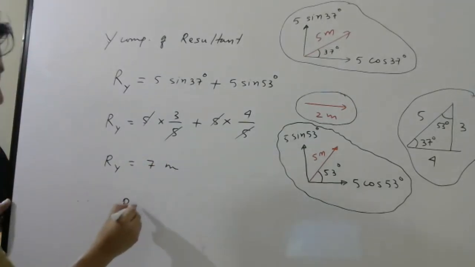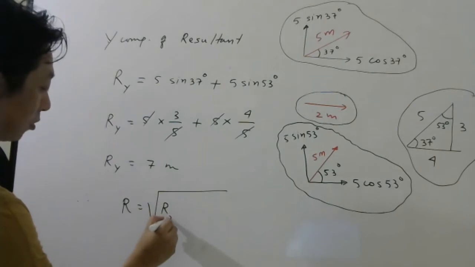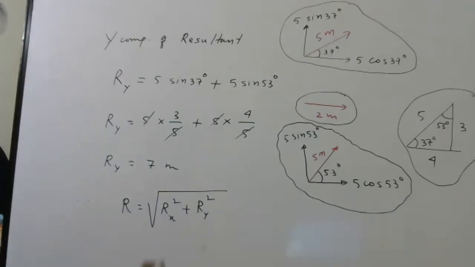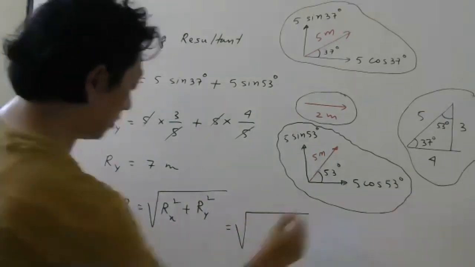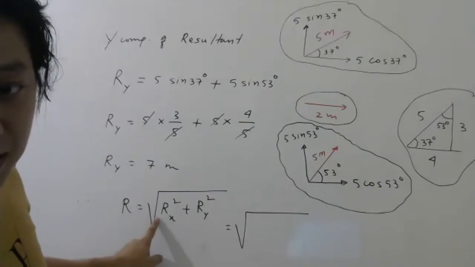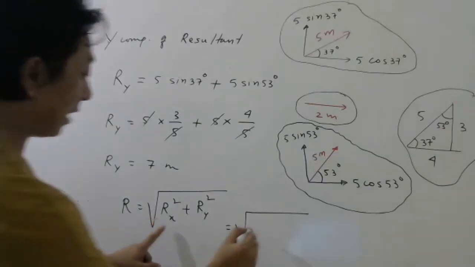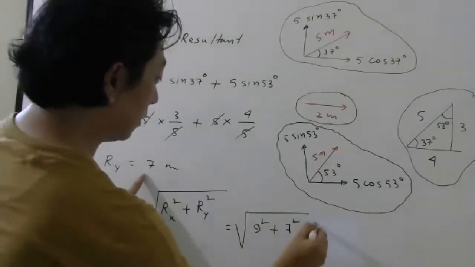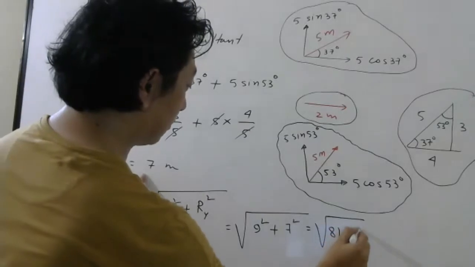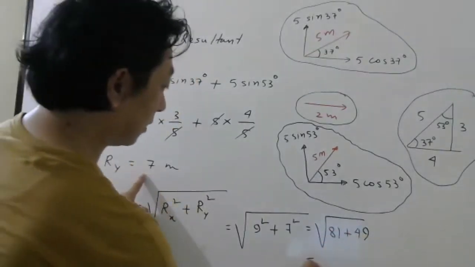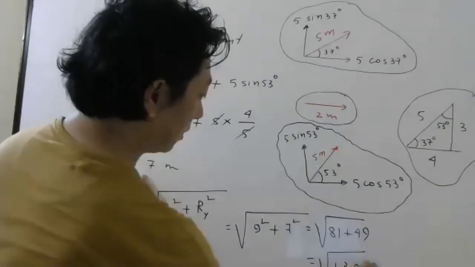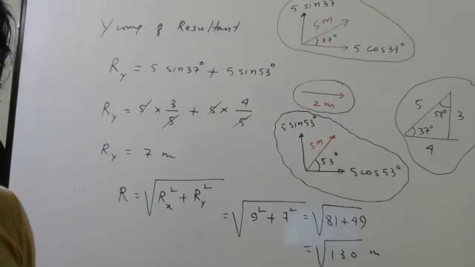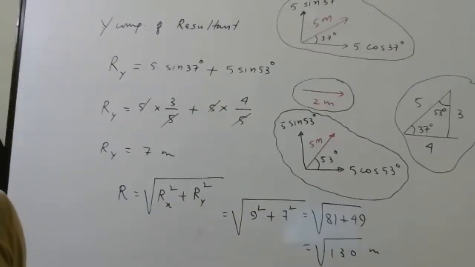Therefore, R will be what? Root over x component square plus y component square. What was your x component, students? It was 9, right? Rx was 9. So 9 square plus y component 7 square. So root of 81 plus 49. That will be 130. Then you can use your calculator and check what is root of 130. 11.4. Super.